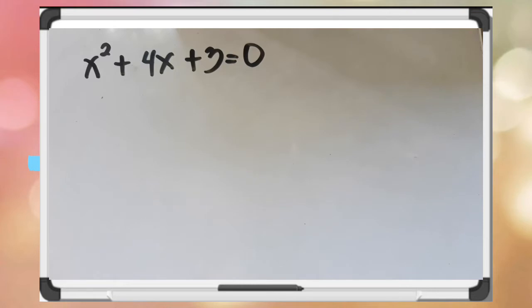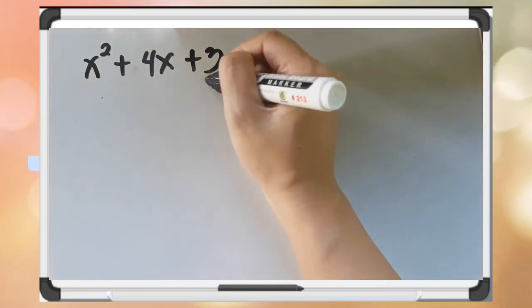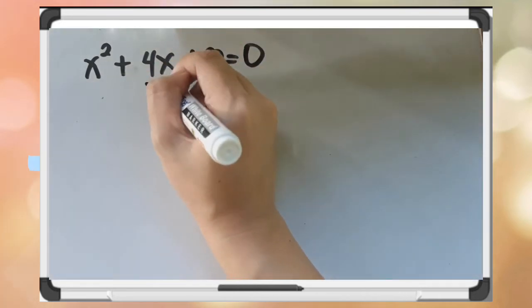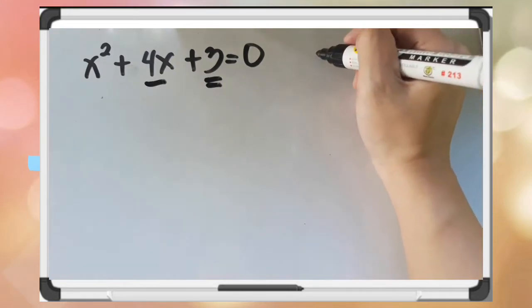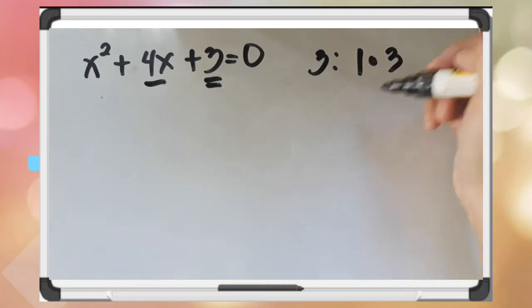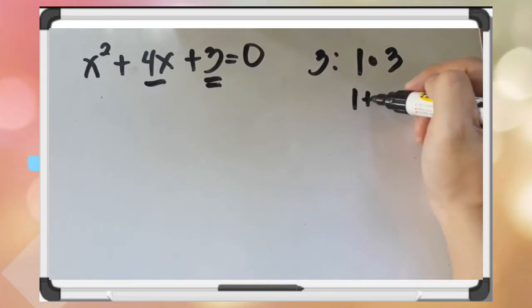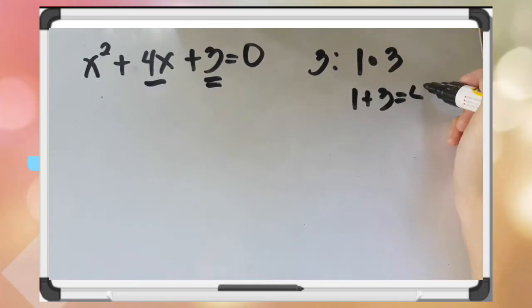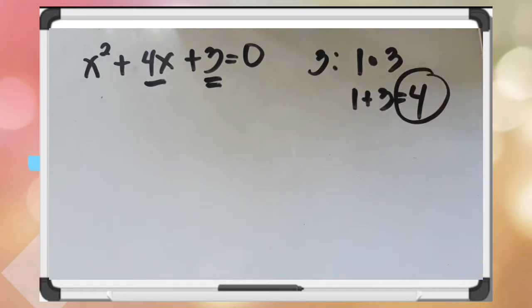For example number 2, we have x squared plus 4x plus 3 is equal to 0. Here we will factor a trinomial wherein the value of a is 1. We will find the factors of 3 wherein the sum is 4. So we have 1 times 3. When we add 1 and 3, it is equal to 4, which is the numerical coefficient of our middle term.